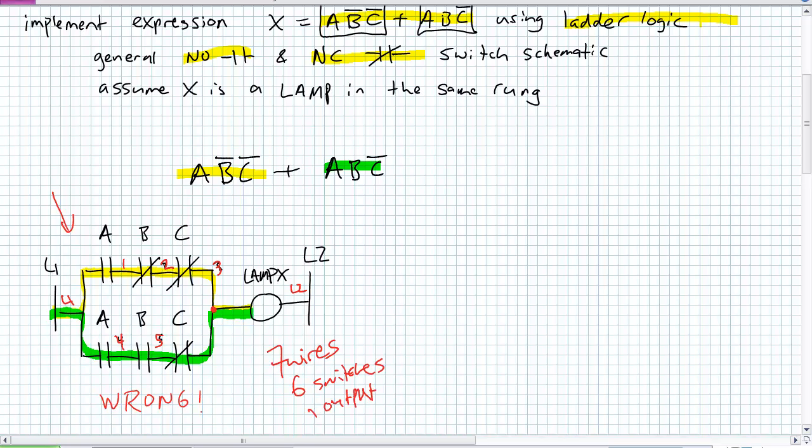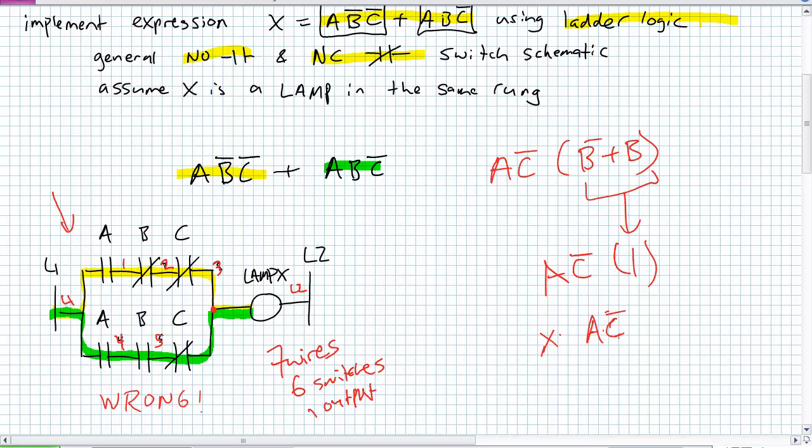Do the Boolean simplification that you see. Okay, what I see is a common term, A and not C. I'm going to pull that out. What I get is not B or B. Does this look like something? That's 1 from our Boolean rules. What is 1 ANDed with anything? In this case, it's A and not C. So the expression X could be better written as A and not C.